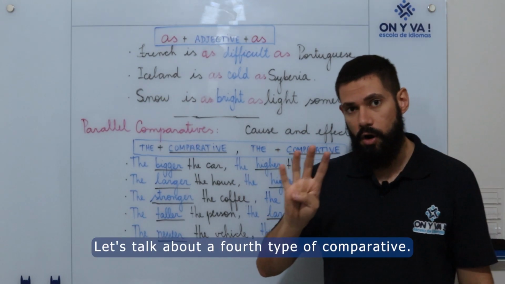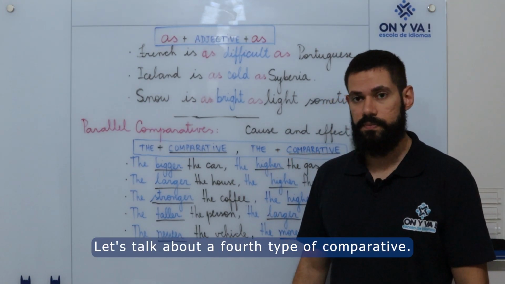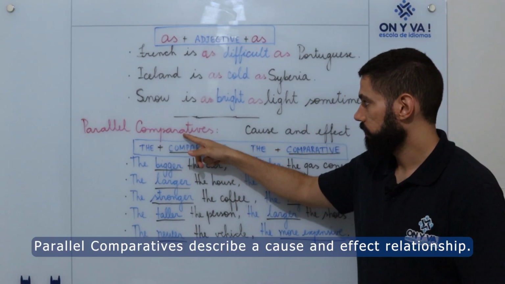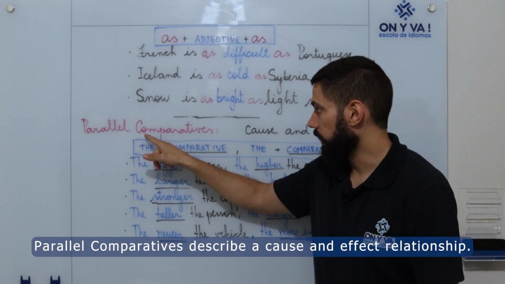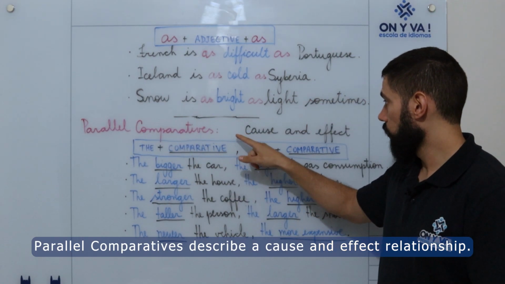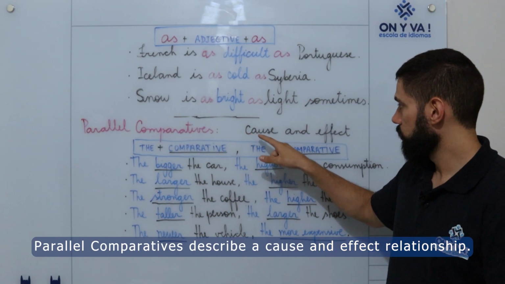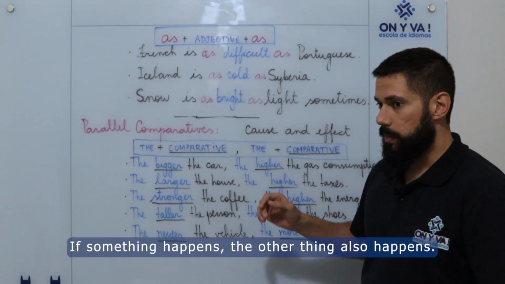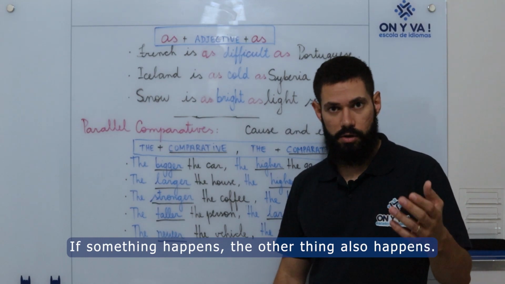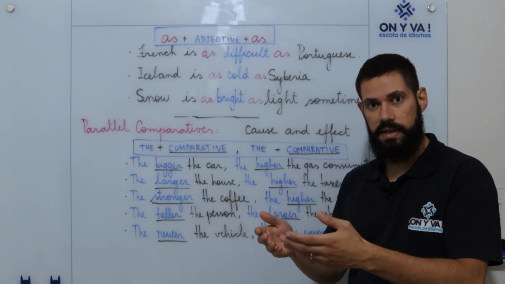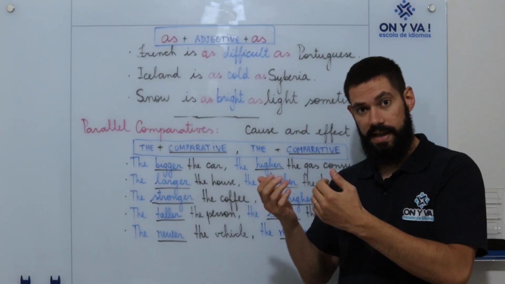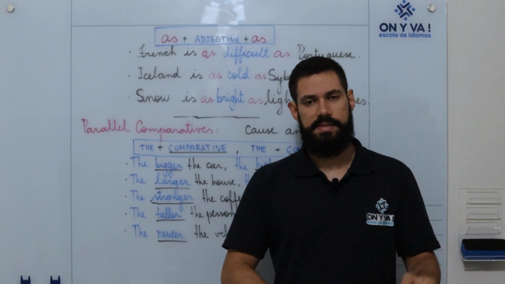Let's talk about a fourth type of comparative. So we call them parallel comparatives. And the parallel comparatives show a relation between cause and effect. If something happens, the other thing also happens, like the bigger something, the more comfortable something is. Or the less, the less.